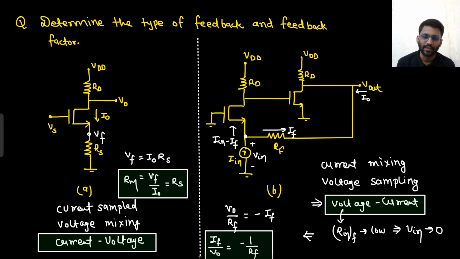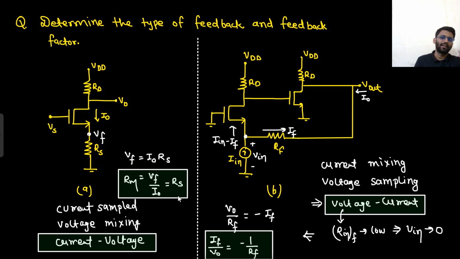This is the solution of second one. Here the feedback factor was Rs. Here the feedback factor was minus 1 by Rf. Why is it minus 1 by Rf? Because the output is voltage, input is current. So this is trans resistance amplifier. So the feedback factor would have been trans conductance only. So feedback factor has to be conductance. So it is minus 1 by Rf. Well and good. Because the direction If we are taking in this direction, right? So this is the feedback factor.